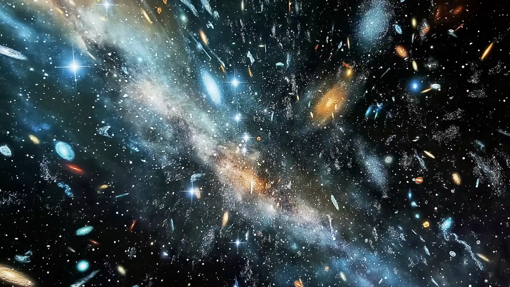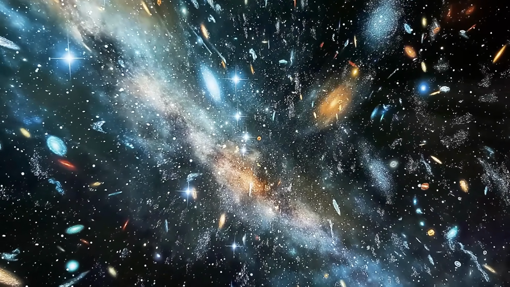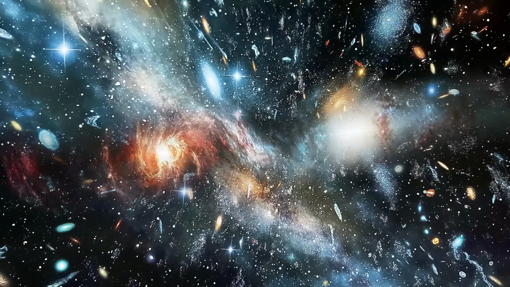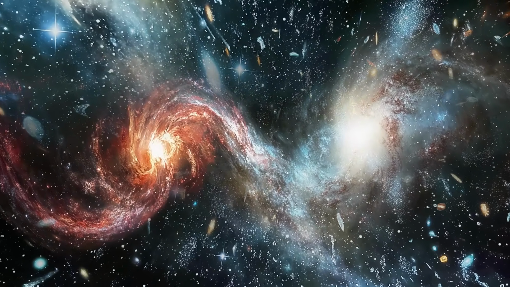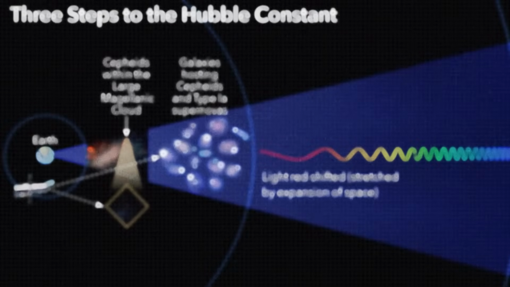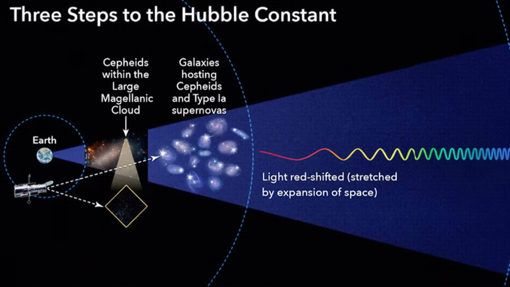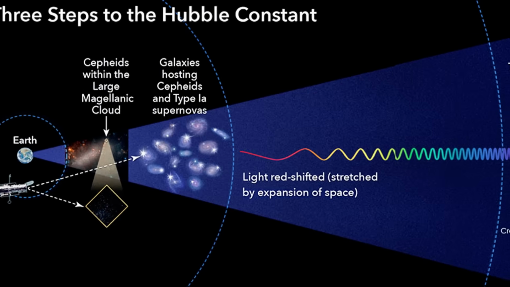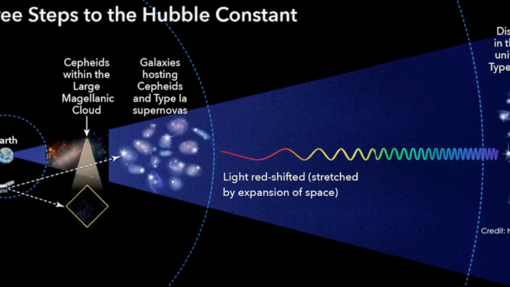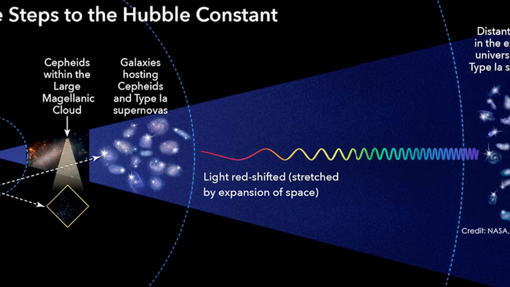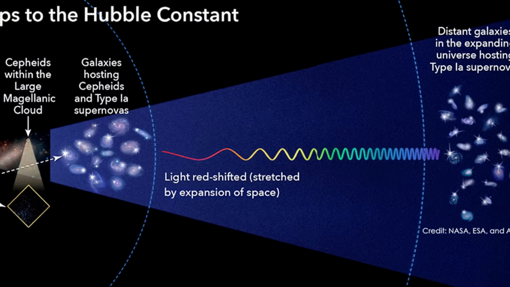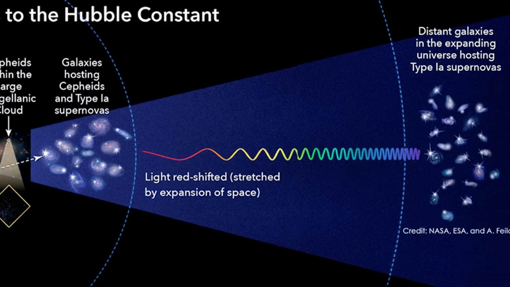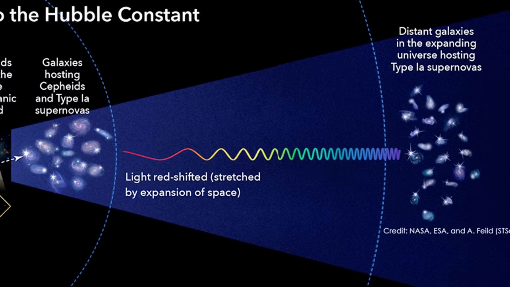Another key feature of our universe is its expansion. Observations show that galaxies are moving apart, with the distance between them increasing over time. This expansion, discovered by Edwin Hubble in the 1920s, is measured by the Hubble constant, roughly 70 kilometers per second per megaparsec. This means for every 3.3 million light-years of distance, galaxies move apart at 70 kilometers per second.